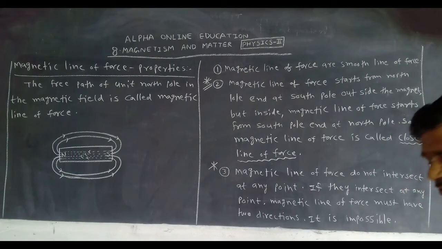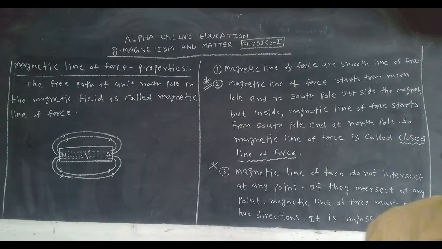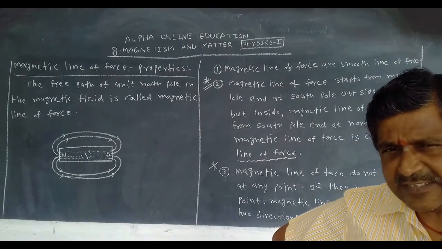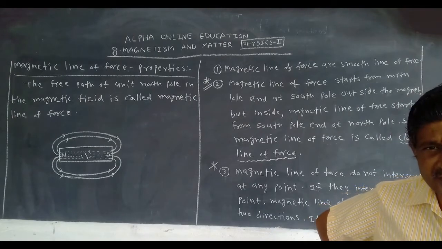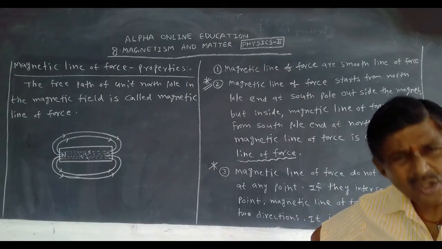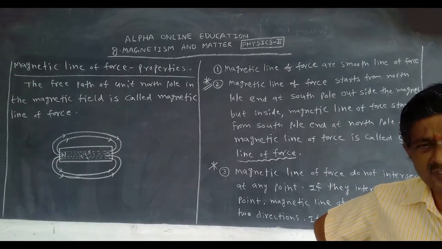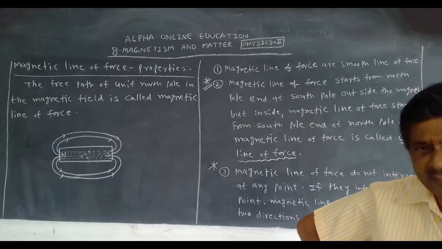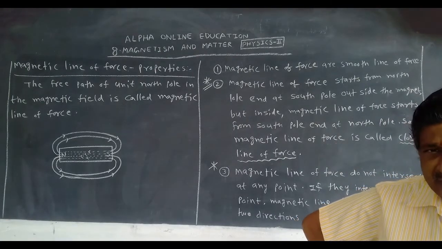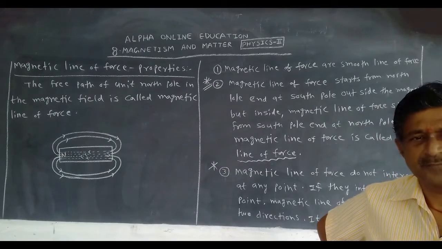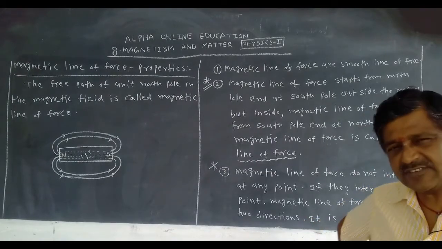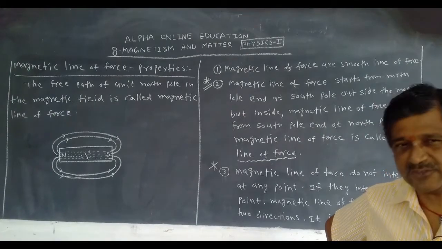This also becomes a separate 2 marks question. How is the question given? Whether magnetic lines of force intersect, explain. Answer is no. Magnetic lines of force do not intersect. If they intersect at that point, the magnetic field must have 2 directions. It is impossible. This topic looks like electric line of force.